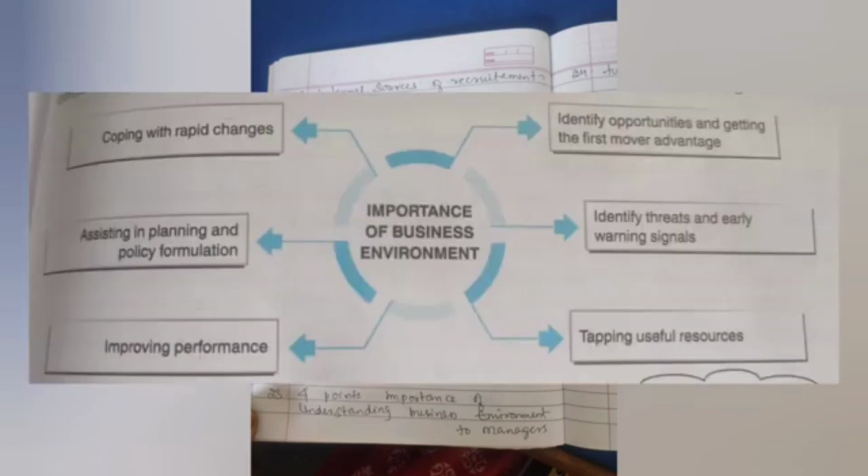I think we have already gone through on the job training. Four points: importance of understanding business environment to manager. So these all are the importance of business environment. We can identify opportunity and get the first mover advantage, identify threats and early warning signals. The manager gets tapping useful resources, coping with the rapid changes.